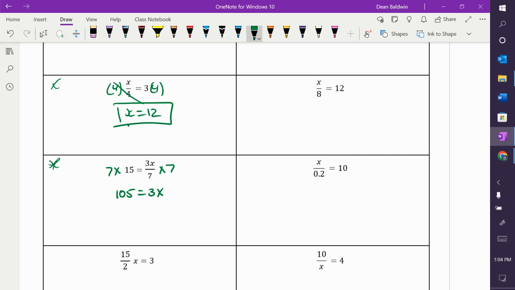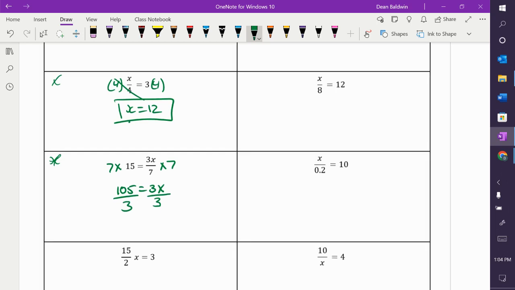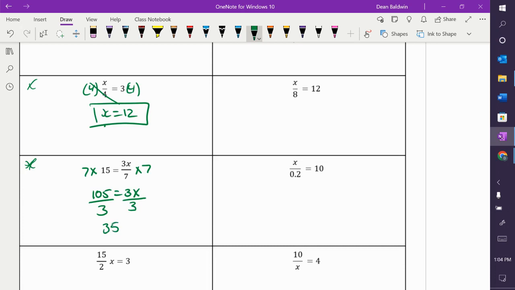What do I do to get rid of the 3? Divide by 3. Anybody know what 105 divided by 3 is? 30. 35.